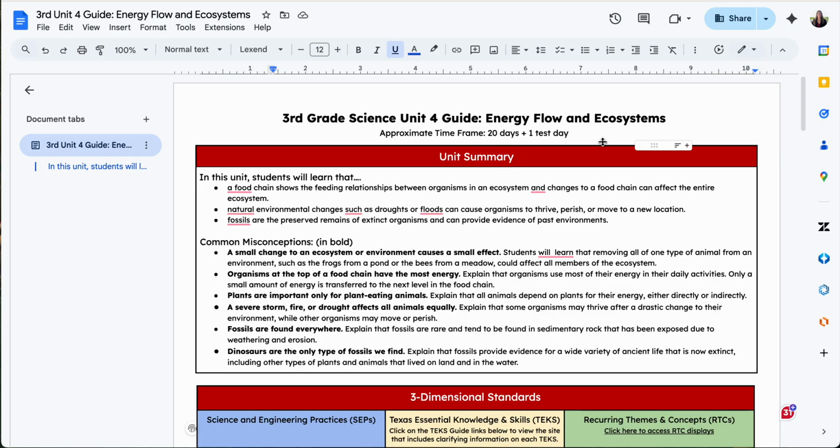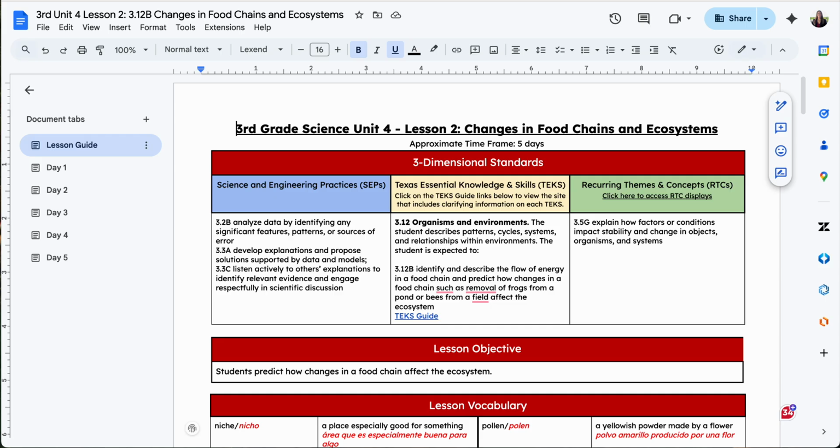For this example, I'm going to be working in 3rd grade, Unit 4, Energy Flow and Ecosystems, specifically Lesson 2. For Lesson 2, the standard is identify and describe the flow of energy in a food chain and predict how changes in a food chain, such as removal of frogs from a pond or bees from a field, affect the ecosystem. The recurring theme and concept for this lesson is explain how factors or conditions impact stability and change in objects, organisms, and systems.